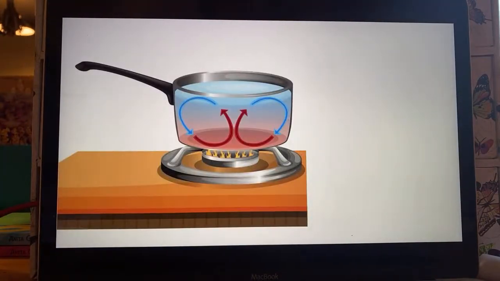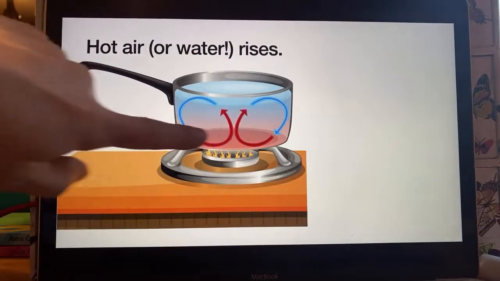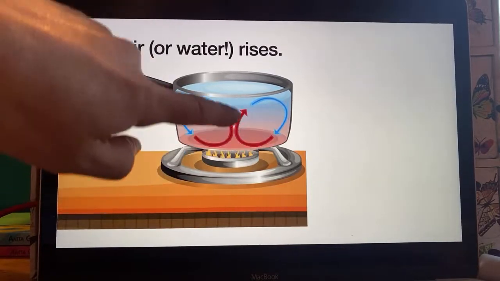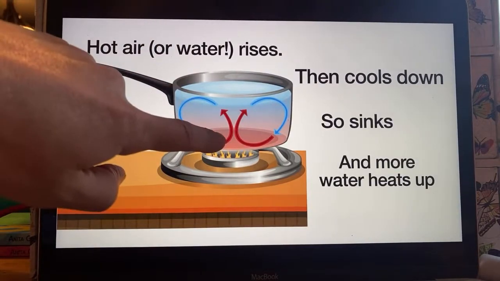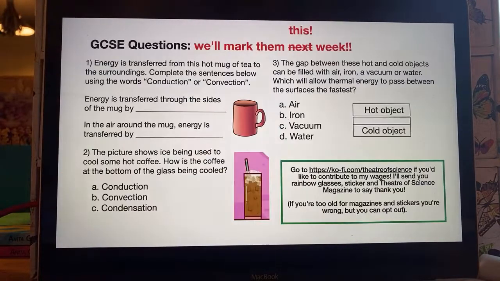We looked at convection as well. This should not be new. How heat travels through, I don't know, a pan of soup. The bottom of the soup gets hot, so it rises up, but then it's at the top, so it cools down, so it sinks, but then it gets hot again, so it rises up, and that's what we call a convection current. So that's what we did last week.